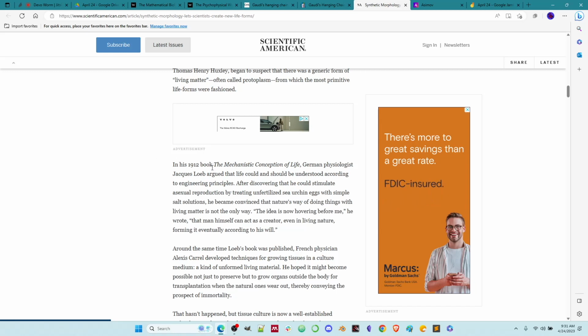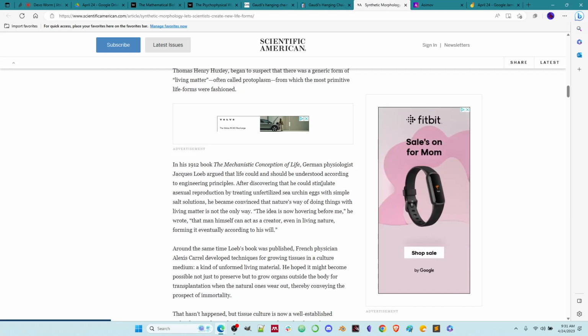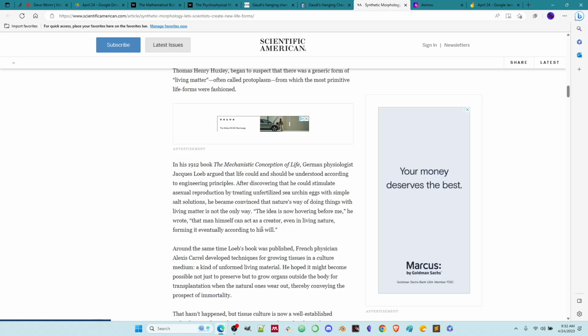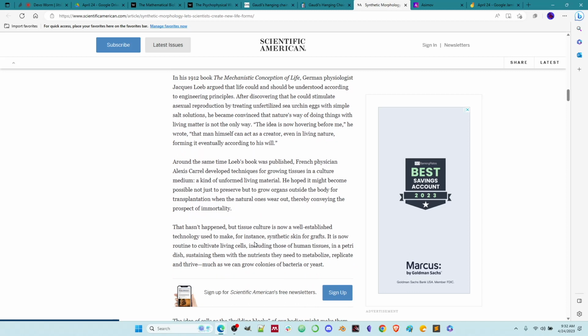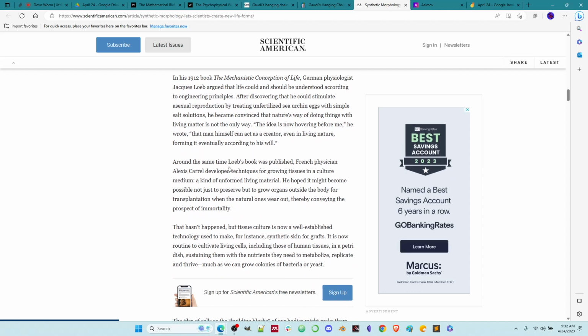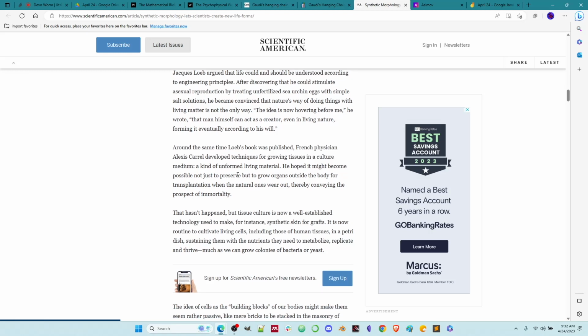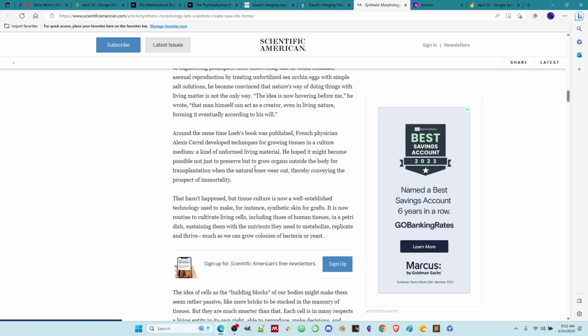In his 1912 book, The Mechanistic Conception of Life, German physiologist Jacques Loeb argued that life could and should be understood according to engineering principles. After discovering that he could stimulate asexual reproduction by treating unfertilized sea urchin eggs with simple salt solutions, he became convinced that nature's way of doing things with living matter is not the only way. The idea is now hovering before me, he wrote, that man himself could act as creator even in living nature, forming it eventually according to his will. So this is a very early 20th century quote. It doesn't give specifics, but it's a starting point.